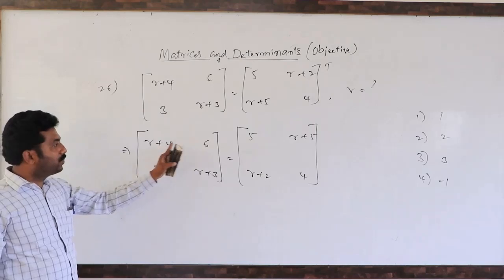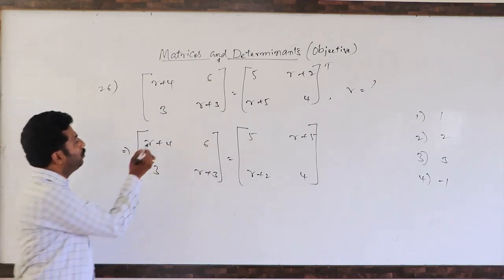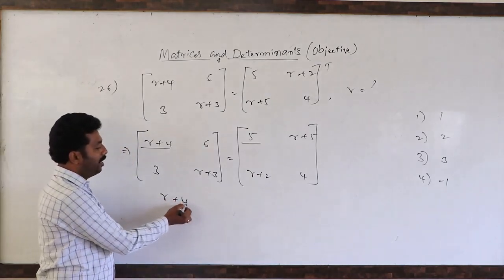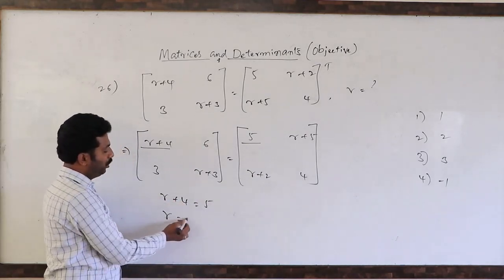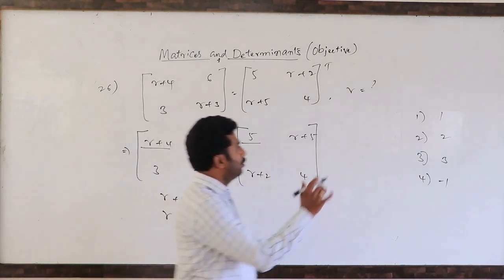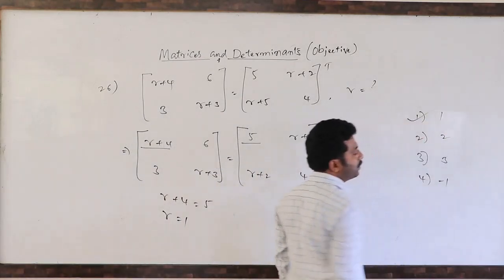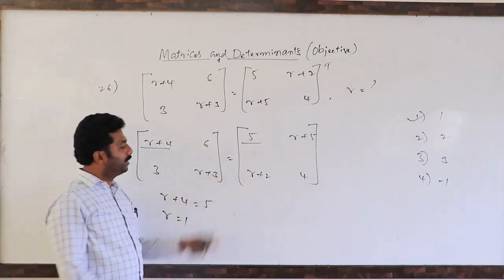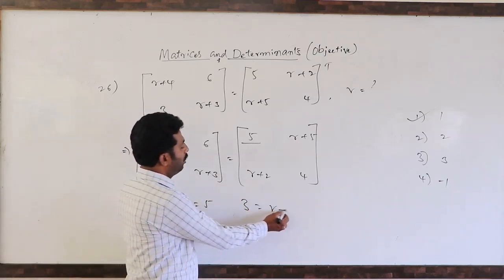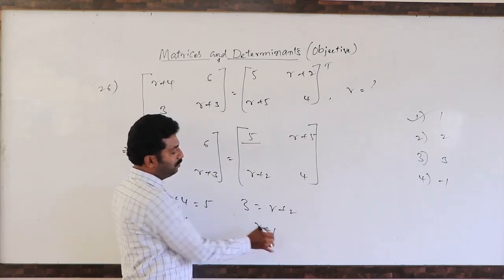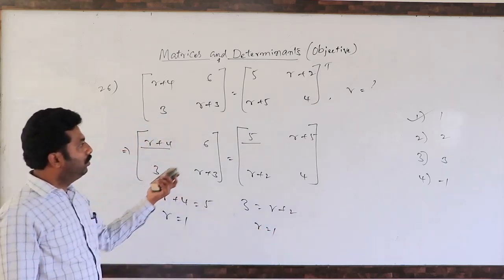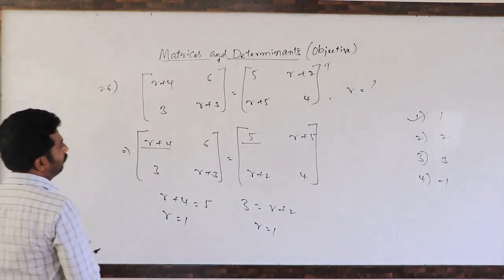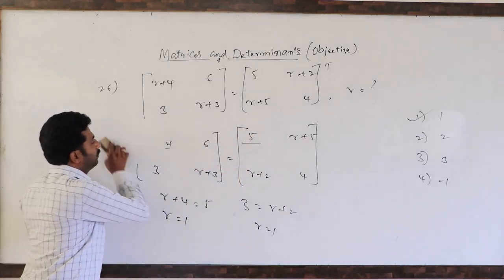Corresponding elements we have to equate. See, corresponding elements R plus 4 equal to 5, so R equal to 1. So R equal to 1 means this is the answer. Whatever it may be, you can take. Suppose these two you take, 3 equal to R plus 2, so R is also 1. So if you compare any two elements, the R value will come the same, 1 only. So the first option is the answer.